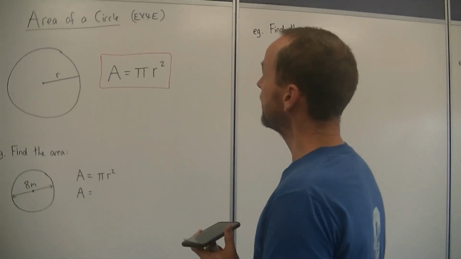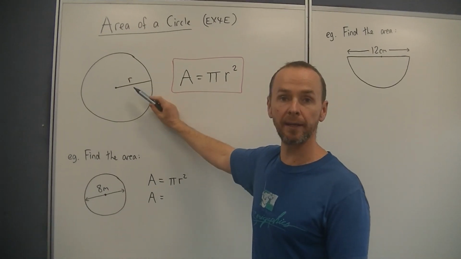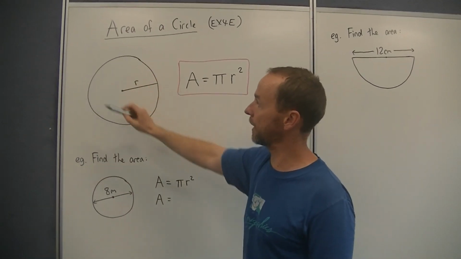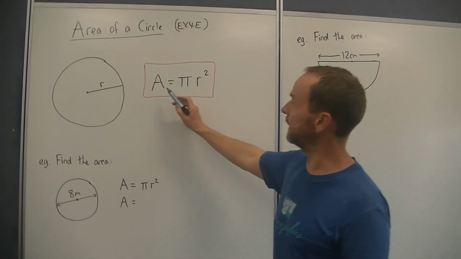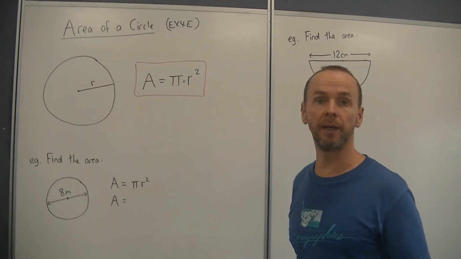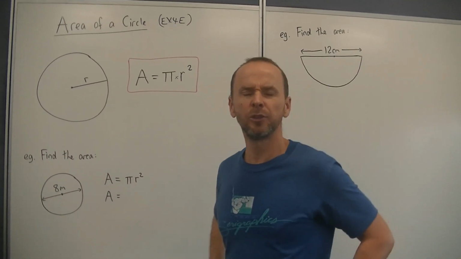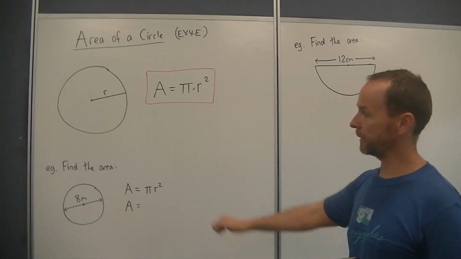So, area of the circle, as we know there's our circle and that is called the radius. From the centre to anywhere around that circumference is called the radius. The formula for the area of the circle is area equals pi times r squared. R squared means r times r. Do not say 2r, it is not right. R times r.